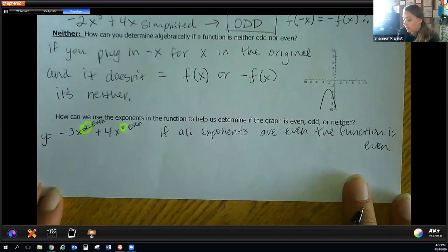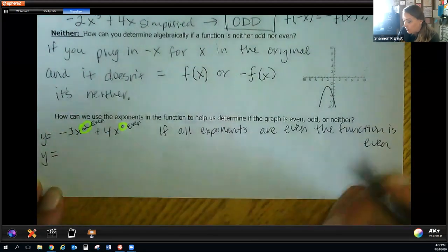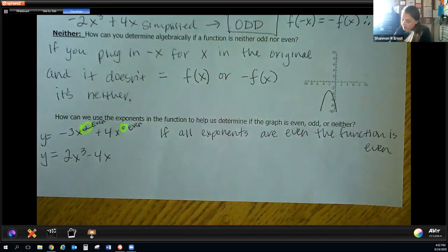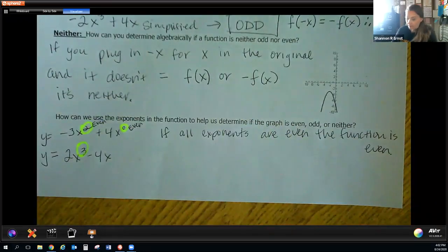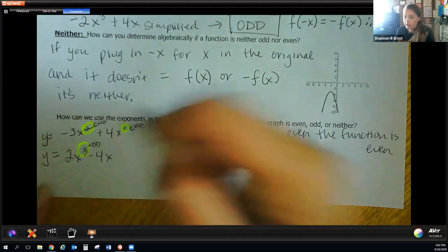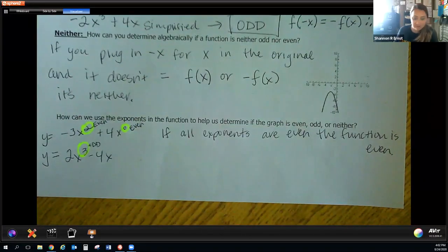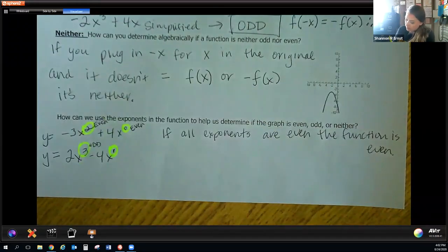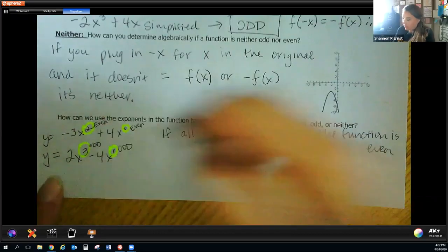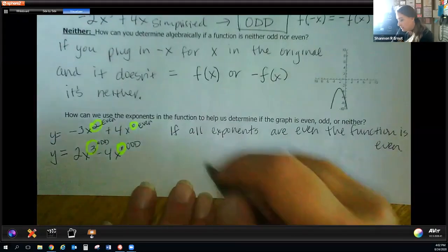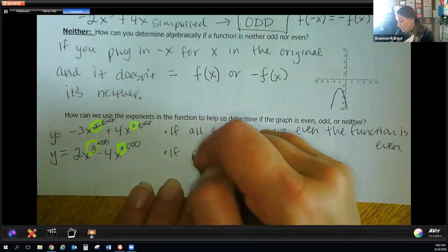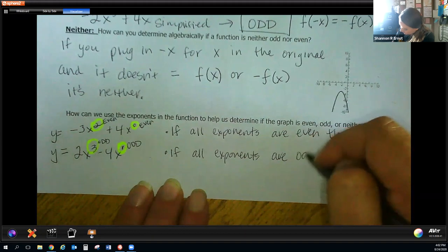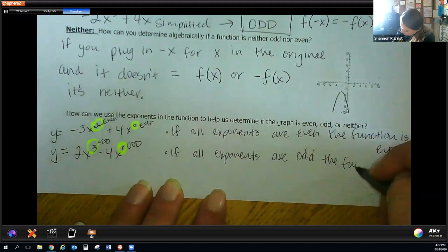Same thing happens with odd. So if we look at our next one, y equals 2x cubed minus 4x. The first exponent was 3, which is an odd number. The second exponent, even though we don't have it written, is a 1, which is also odd. So what we could say here is if all exponents are odd, then the function is odd.